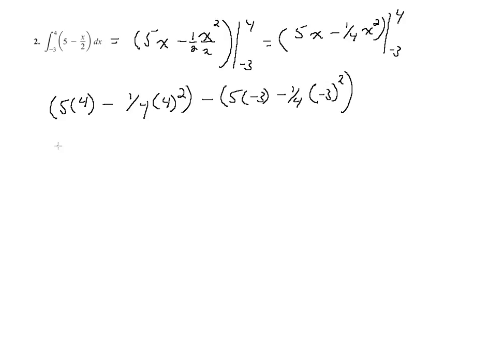And I'm going to do something too, and I'll show you in a minute. But anyway, 5 times 4 is 20. -1/4 times 4 squared is 16. And -1/4 times 16 is 16/4, which is actually -4.